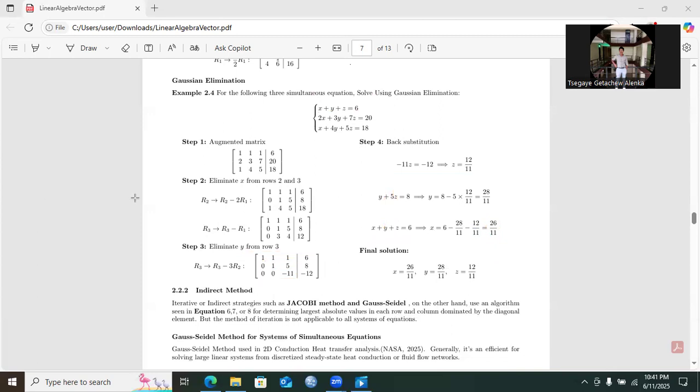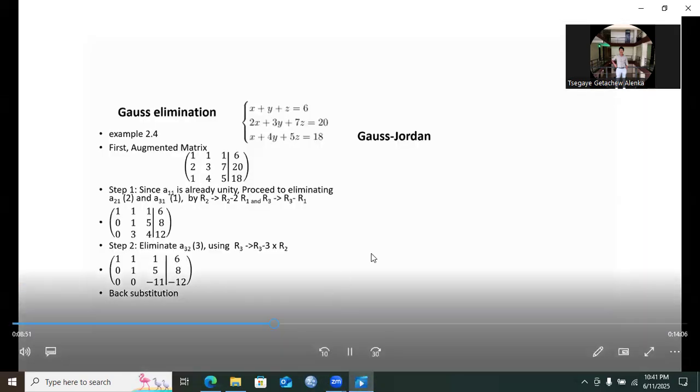If the method here were Gauss-Jordan, the manipulation would have continued until when? I hope you might have an answer for that.